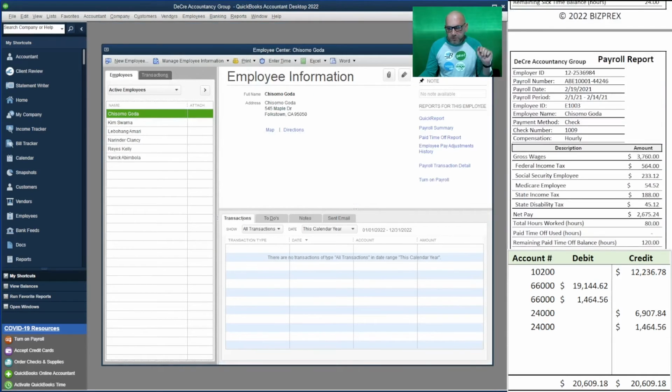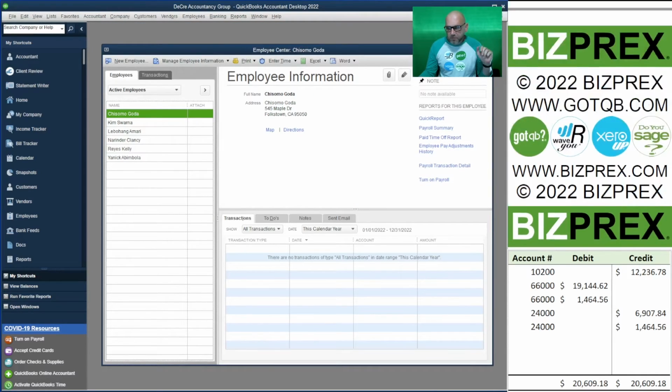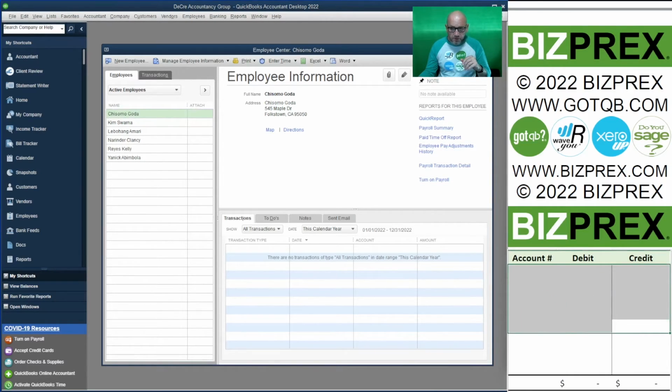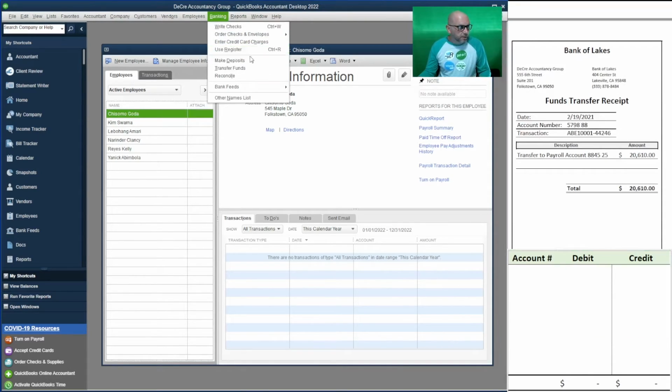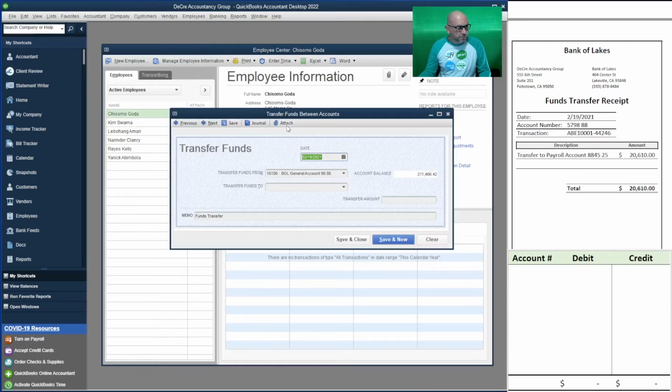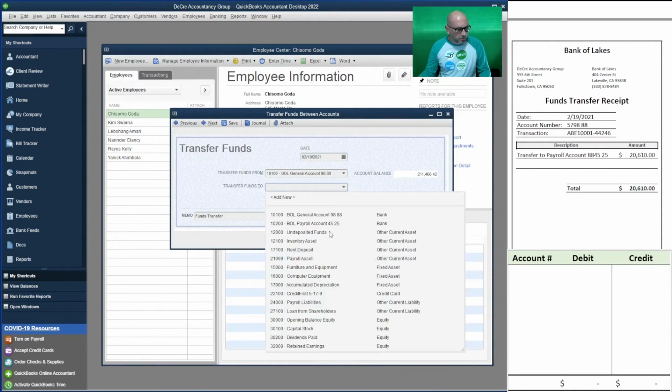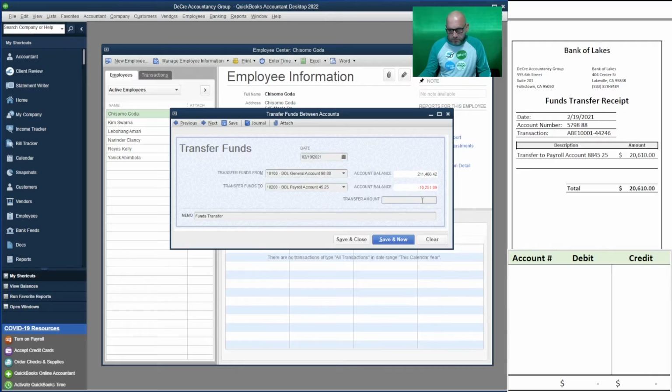We finished booking our payroll, right? Now we need to fund it because we're basically going to have those checks clear in a little bit. We have to pay payroll liabilities. We need to transfer money. So here it is. Banking, transfer funds, general, from general to payroll account.